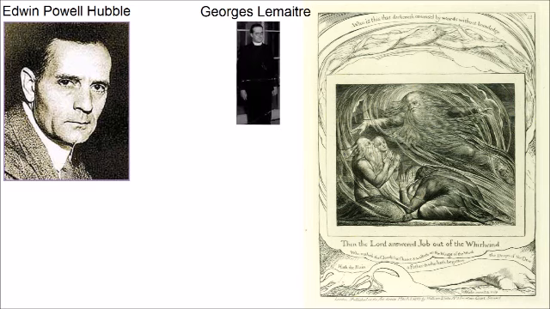In 1927, Georges Lemaitre calculated, from modeling the entire universe, that there would be such a redshift.